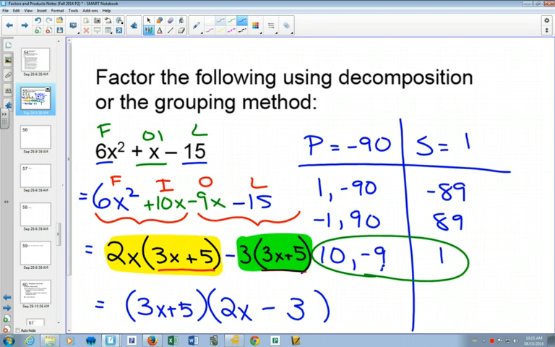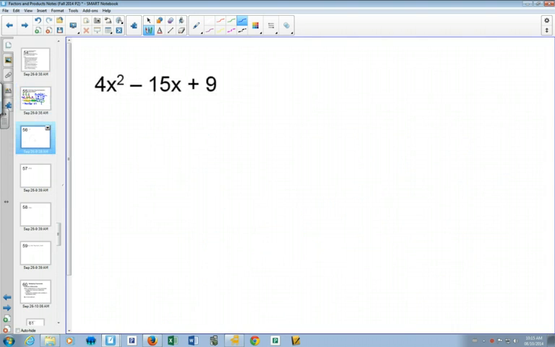How many people still think for this one that they could have just gone to here right away and guessed and checked faster than this technique? Maybe. Maybe you could have just said 3x and 2x and then tried different things until you got the 3 and 5 to work. I bet a number of you could still do the other technique faster than this for this example. But I want you to try this technique for this one.